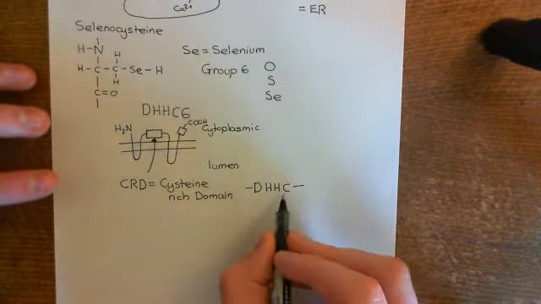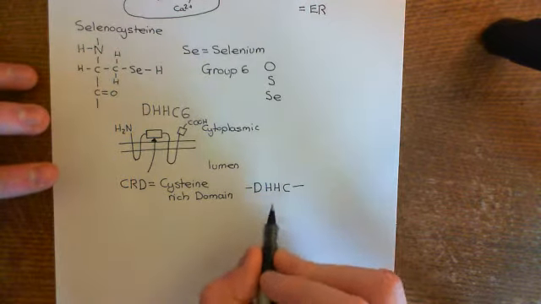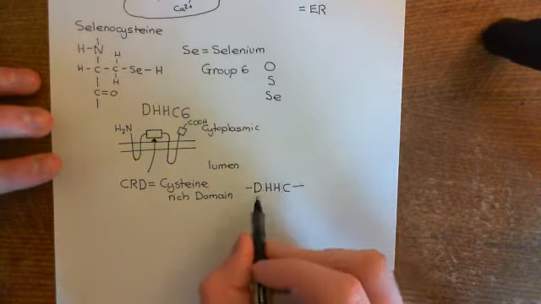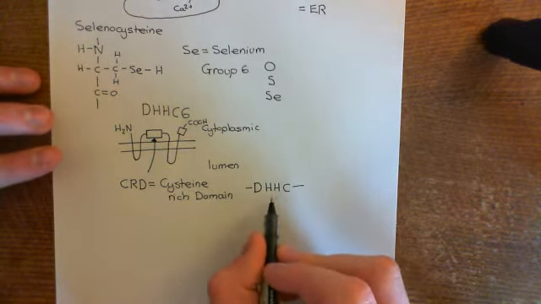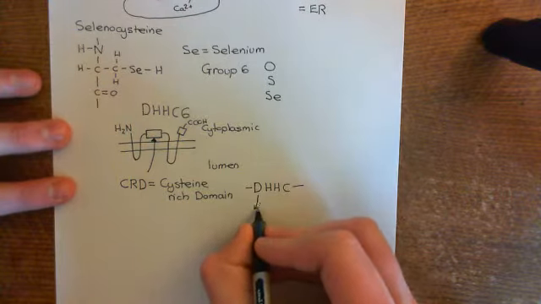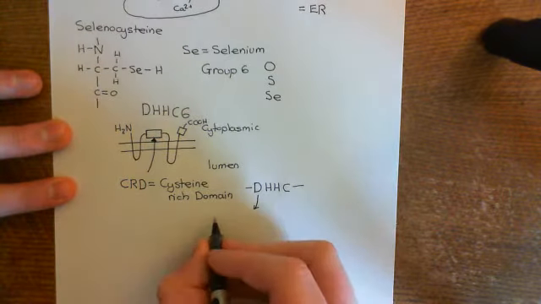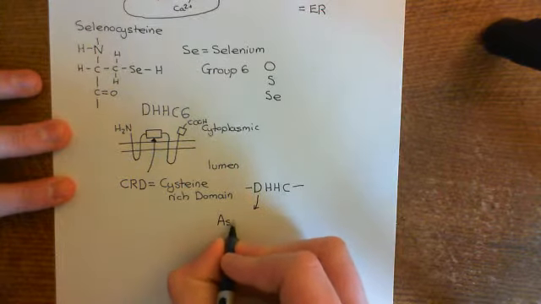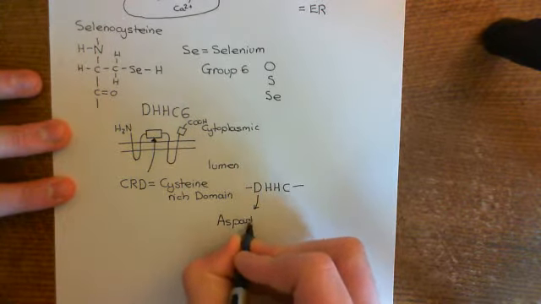Okay, and this DHHC portion is extremely important for that palmitoylation. Okay, so this is obviously why these enzymes are called the DHHC enzymes, and to understand what this means you need to know your single letter amino acid codes. So D is the single letter amino acid code for aspartic acid.